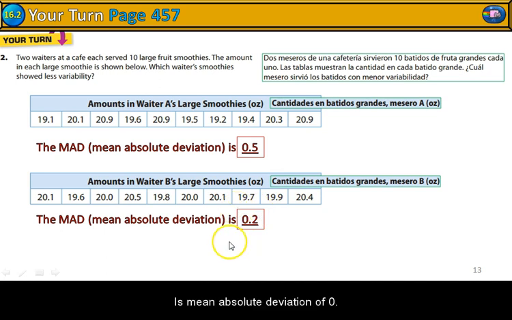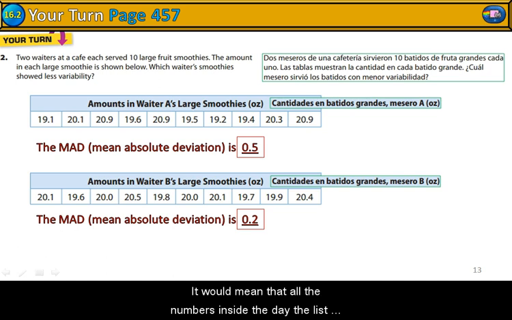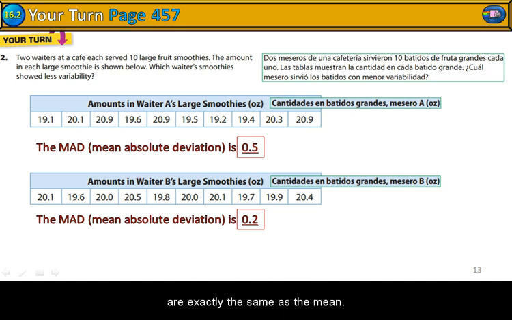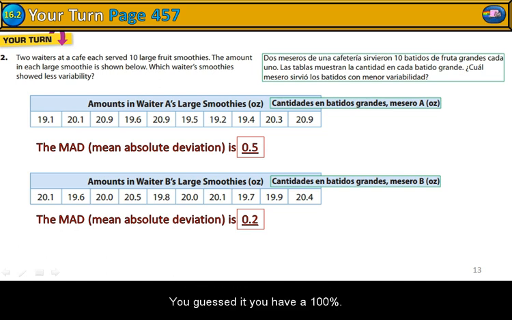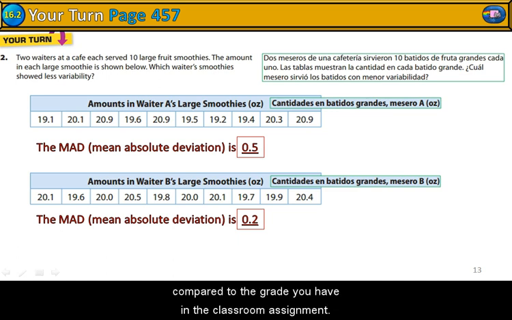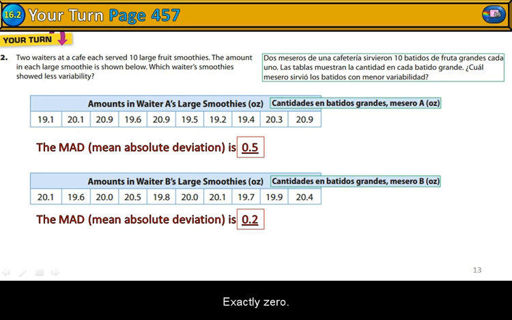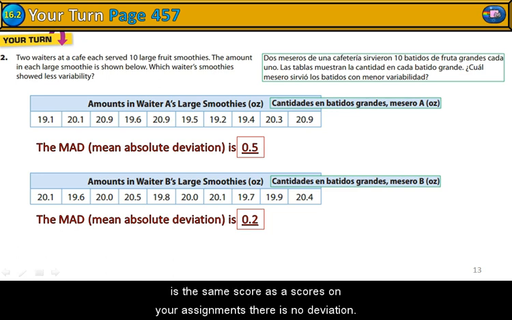What if there's a mean absolute deviation of 0? What would that mean? If the mean absolute deviation is 0, it would mean that all the numbers inside the data list are exactly the same as the mean. For example, let's say you get 100% on every assignment in a class. What do you think your average in the class would be? You've guessed it, you'd have a 100%. Now how does your average of 100% compare to the grades you have in the class and the assignments? Exactly 0. They're 0 off because 100% is the same score as the scores on your assignments.